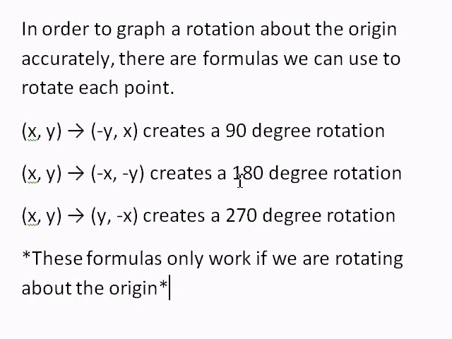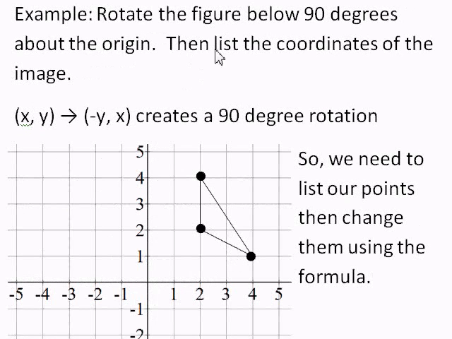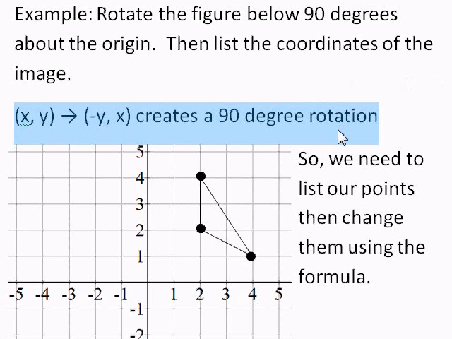Now, if these formulas don't make 100% sense right now, that's okay. Just go ahead and write them down, and we're going to use them in a second for a couple of examples. Now, for the first example, I'm going to rotate the figure below by 90 degrees about the origin. Then I'm going to list the coordinates of the image. I went ahead and wrote down the formula for a 90 degree rotation. Anytime you're doing a rotation, it's a good idea to write down the formula as your very first step.